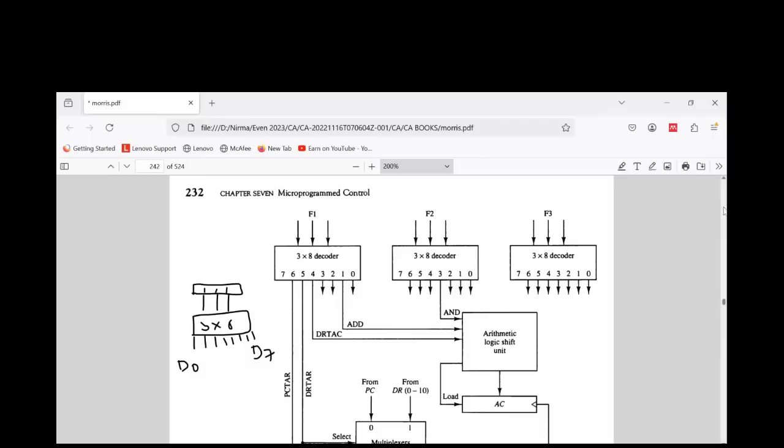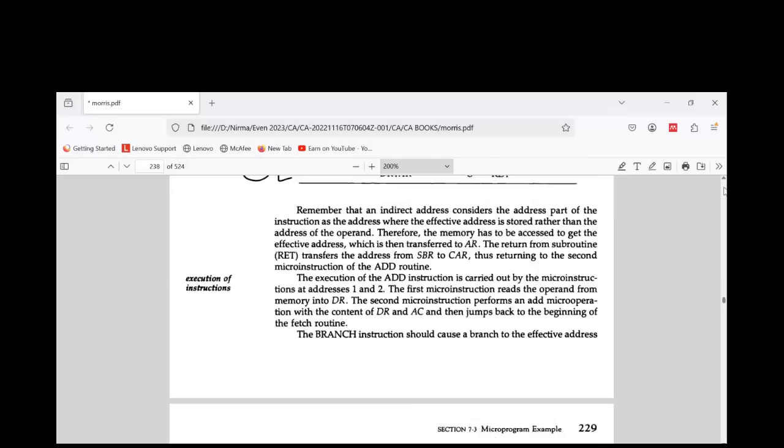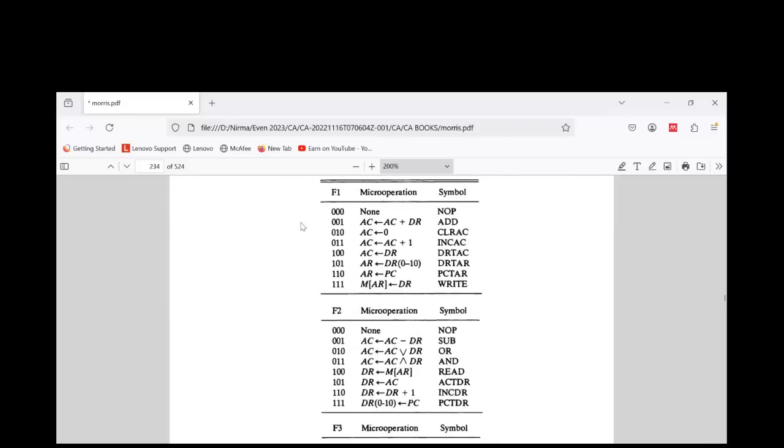We had studied this. I'll show you once again so that you can recall this. We had seen this table of instructions. So these are the instructions of F1. When I provide these 3 bits of F1 into a 3 cross 8 decoder, we will be able to identify which of these instructions, clear AC, increment AC, DR to AC, DR to AR, PC to AR, are selected, depending upon the F1 input that is written in your microprogram.